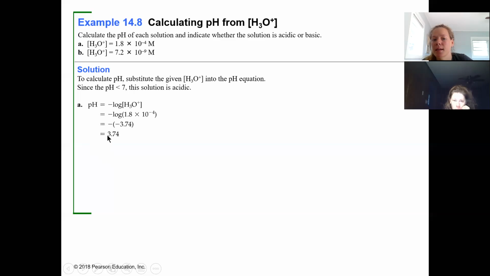Now, is that acidic or basic? Low numbers mean it's acidic, right? Anything less than 7 is acidic.